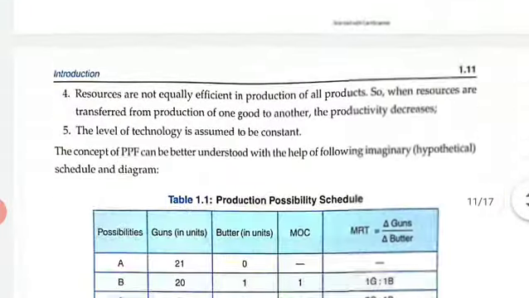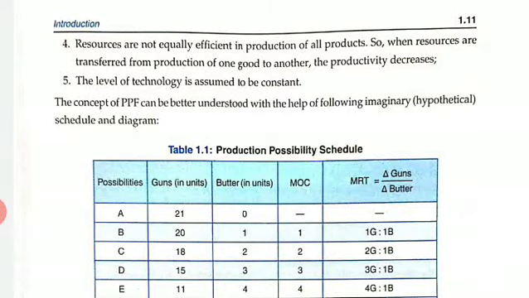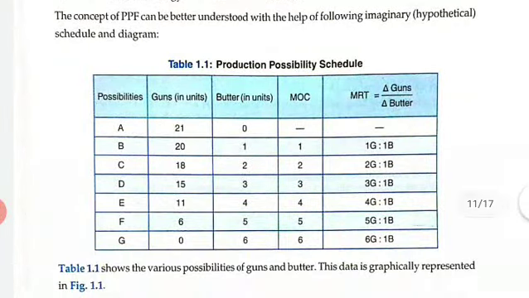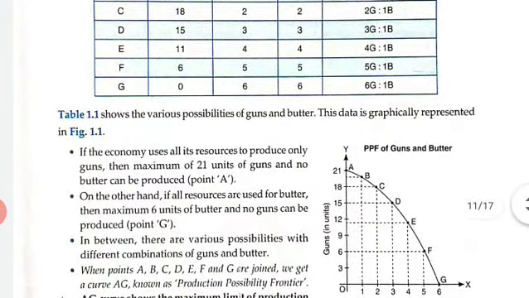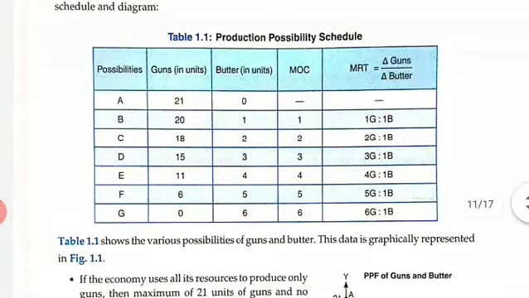Next, moving on, this is our schedule. The production possibility schedule is like this. Next, this is our PPF of gun and butter. Suppose this is a schedule where possibilities are from A to G. Units of gun are this, units of butter are this.